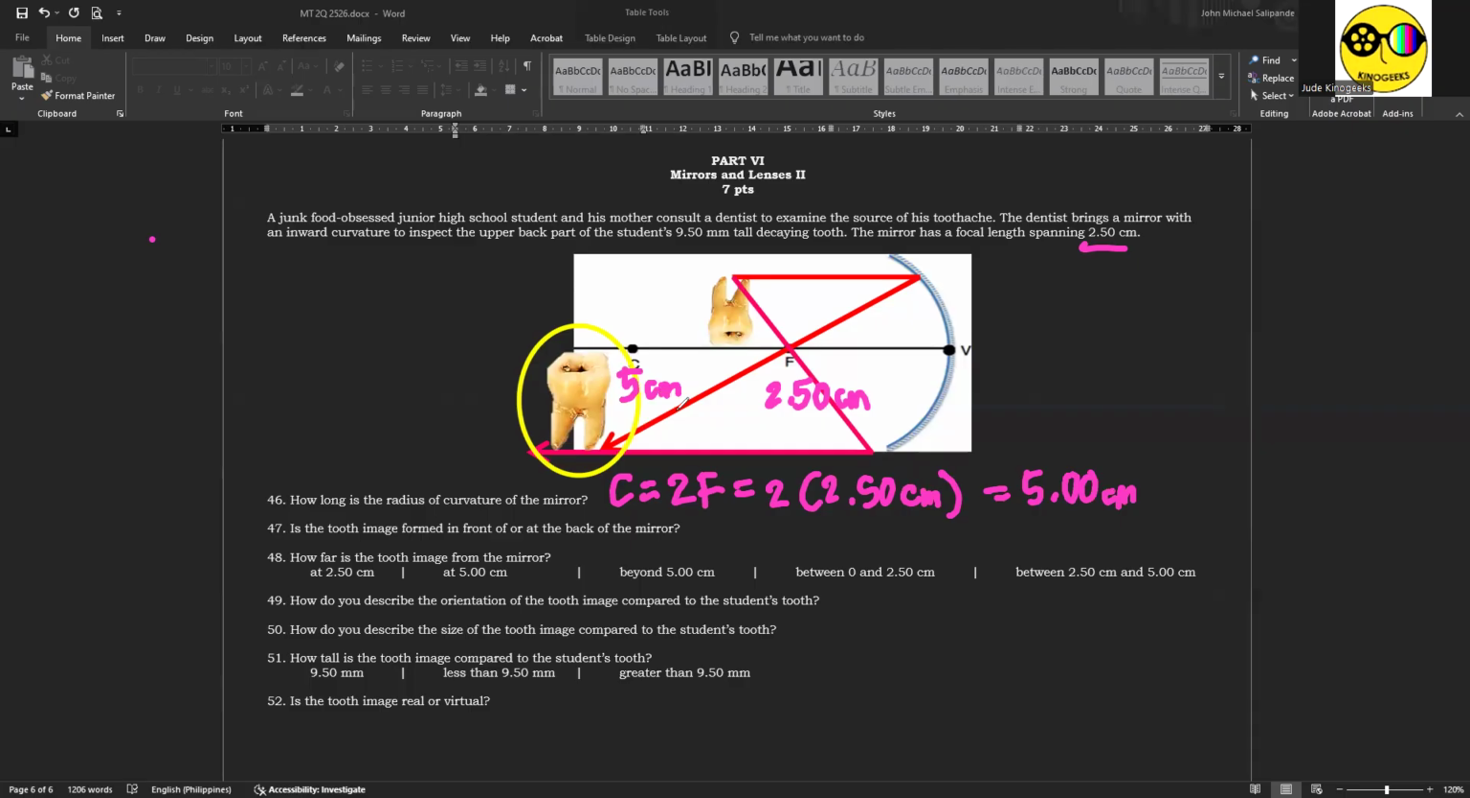47. Is the tooth image formed in front of or at the back of the mirror? The object is found at the left side of the mirror. The image is also found at the left side of the mirror. Both of them are found at the left side, so the answer is front.